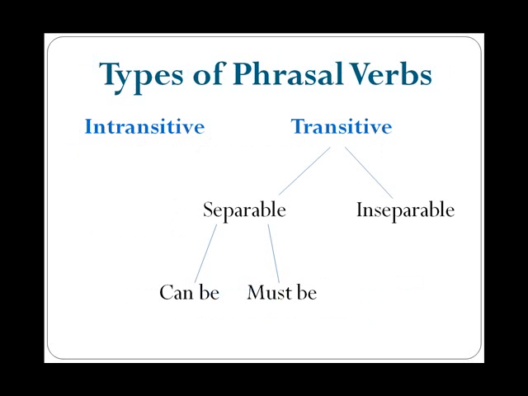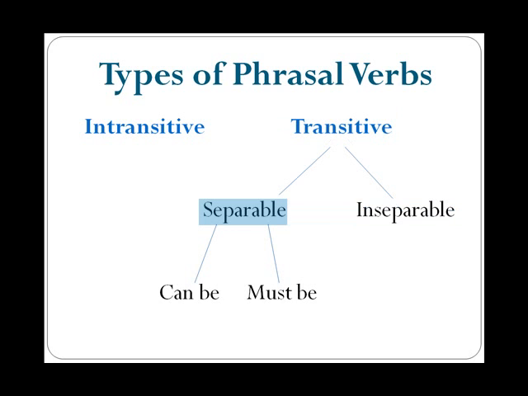At this point, I think it will be helpful for you to see this breakdown of phrasal verbs. They can be intransitive or transitive. There are probably more transitive phrasal verbs than intransitive. If they're transitive, they'll be separable or inseparable. We saw examples of each. Go around is inseparable. Put on is separable.